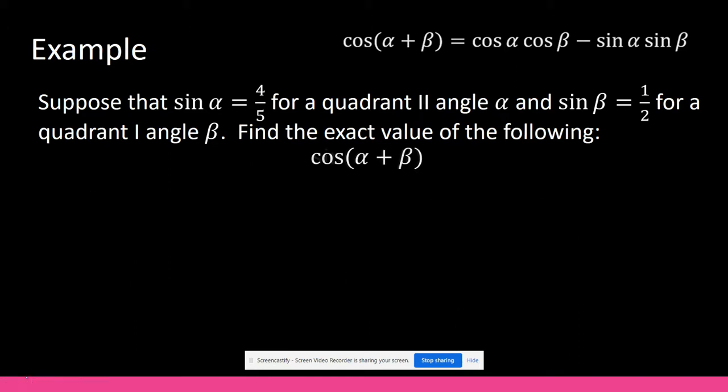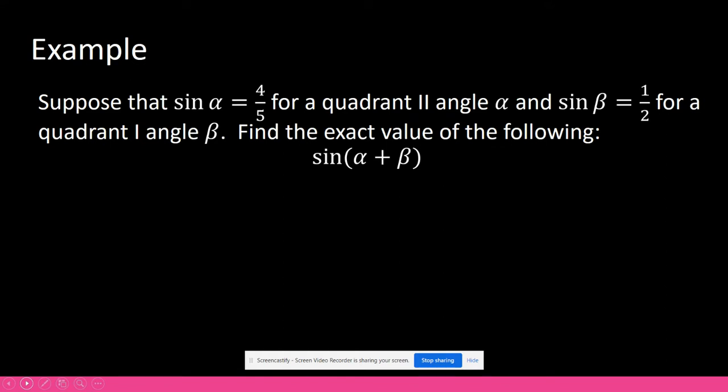All right, so using the same information, sine of alpha is 4 over 5 in the second quadrant. Sine of beta is 1/2 in the first quadrant. Now I want to find the sine of alpha plus beta.